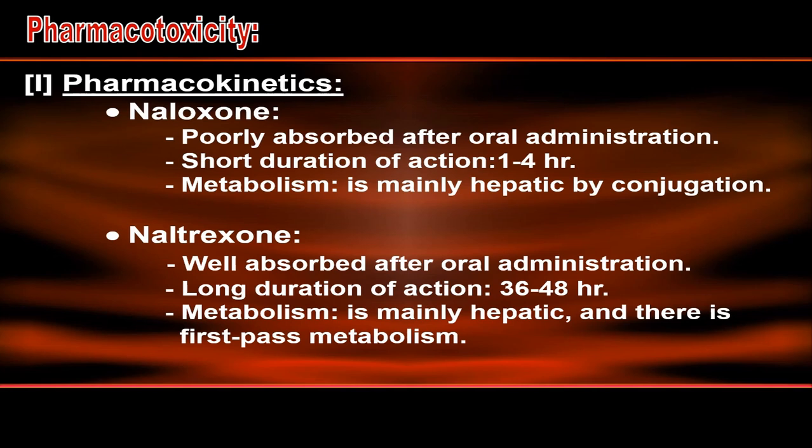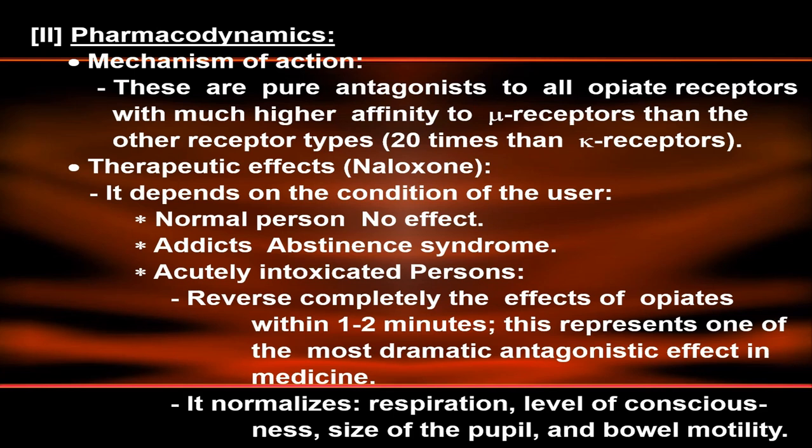Naltrexone is absorbed after oral administration, so it is given orally. It has a long duration of action up to 2 days, so it is given for long-term programs for addiction. Metabolism is mainly hepatic, and there is a first pass metabolism. Pharmacodynamics, mechanism of action: these are pure antagonists to all opiate receptors with much higher affinity to mu receptors than the other receptor types. It is 20 times that for kappa receptors.